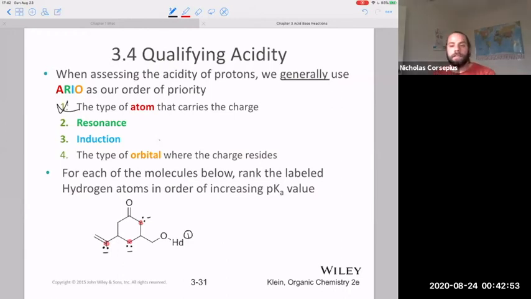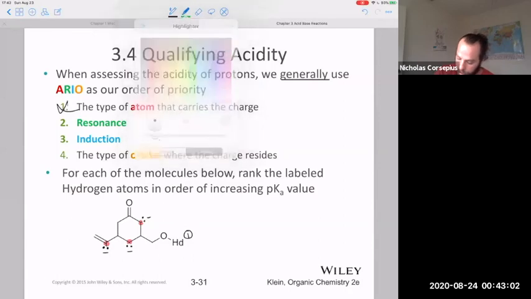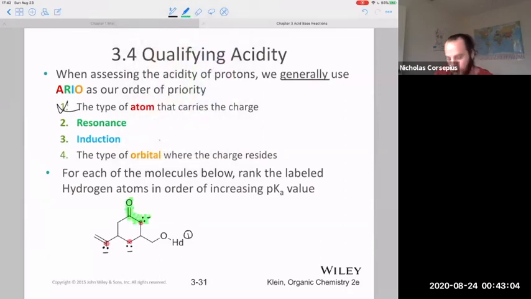Are any of these lone pairs resonance stabilized? Is this negative charge going to be resonance stabilized in any of these positions? Hopefully you guys were able to notice the allylic lone pair pattern. That was one of the patterns that we saw last time, which will exhibit resonance.